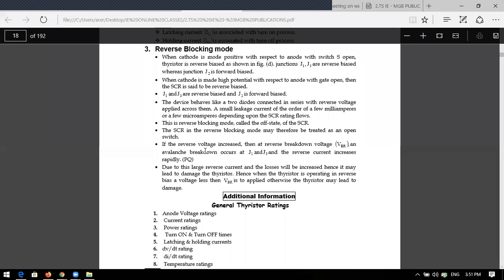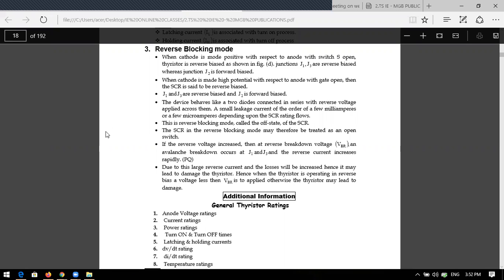In the reverse blocking mode, the state of the SCR is off state. Correct? Ideally it is off, but practically some current is flowing. In the reverse blocking mode, it is treated as an open switch, whereas in the forward conduction mode you can treat it as an on switch. In the reverse blocking mode it is treated as an open switch or off switch.